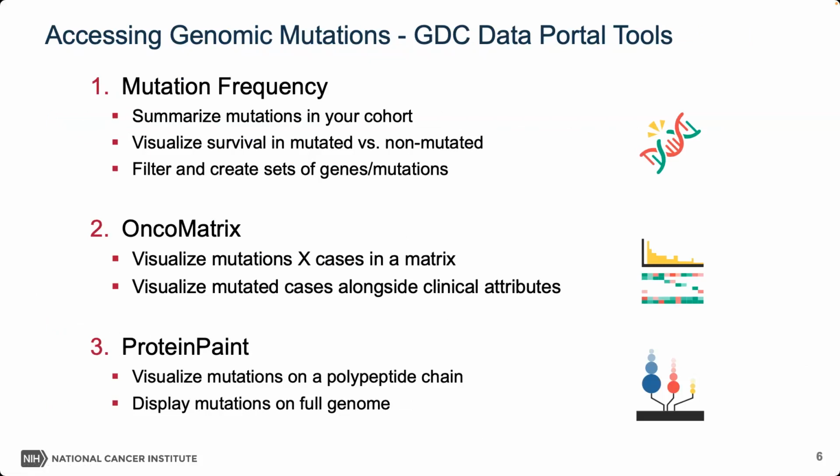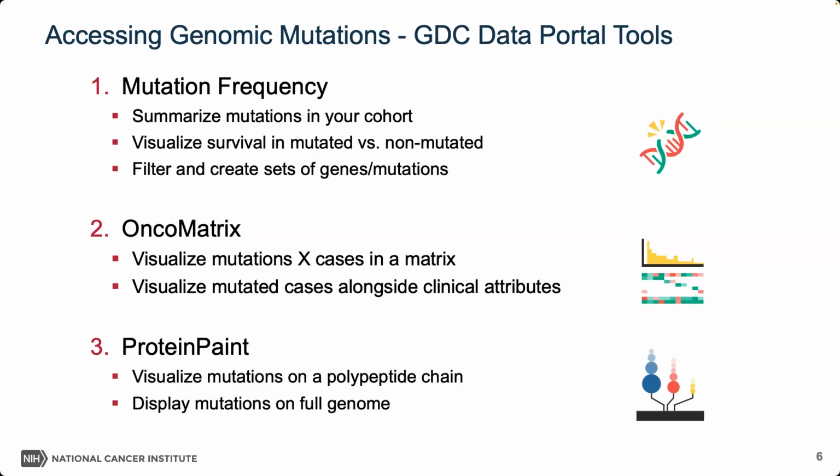These are the three that we're going to go over today. The first one is mutation frequency. This allows you to summarize the mutations in your cohort, visualize survival in mutated versus non-mutated, and this is at a gene or mutation level, or filter and create sets of genes or mutations based on what your requirements are.